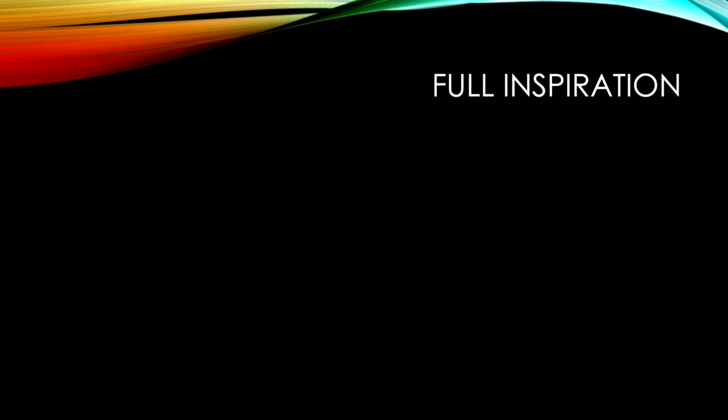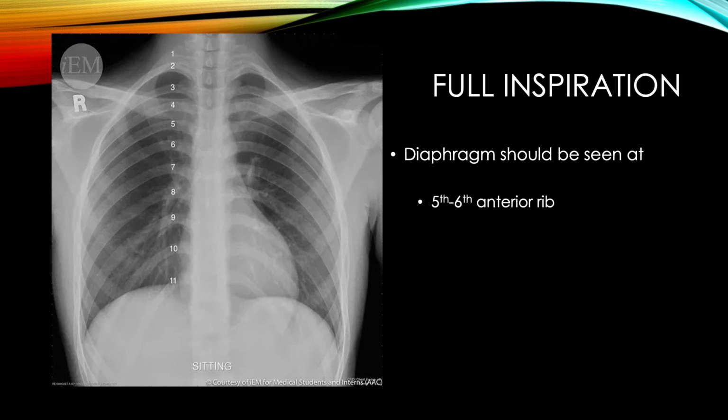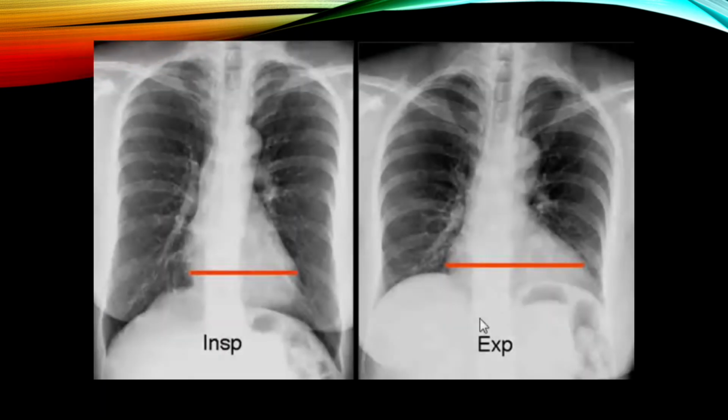Last, the patient's inspiratory effort. With adequate inspiration, the diaphragm should be seen at the level of the 5th to 6th anterior rib and the 10th posterior rib. The heart is apparently larger on an expiratory chest X-ray.